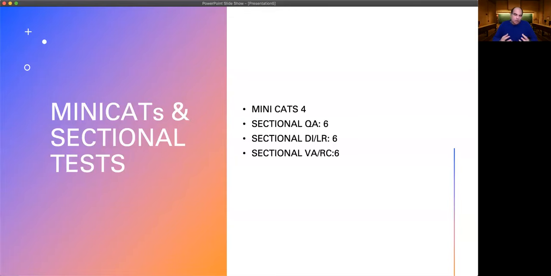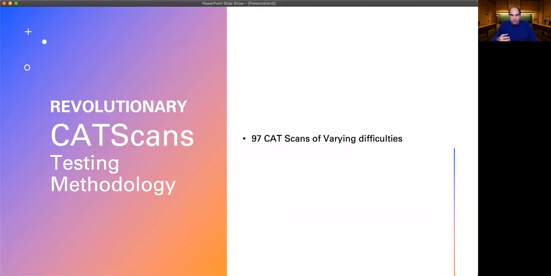So if your scores are stuck at a certain point after a certain number of tests, you need somebody to tell you, or you need a testing structure that shows you exactly where you're going wrong. In our system, we have a revolutionary structure called the CAT scan, and the CAT scan basically tests you on individual parts of the portion in a 12-minute framework.